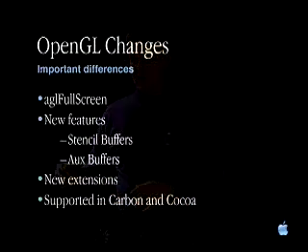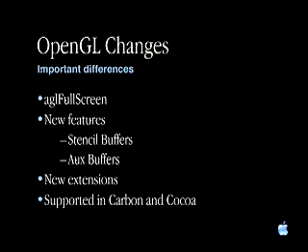Another thing to note is OpenGL is fully supported. You can call it from Carbon and Cocoa. From Carbon, you can use all the AGL APIs. From Cocoa, there's actually some very good classes for NSOpenGL. There's NSOpenGLView, which makes it very easy to bring an OpenGL view into your window and get all the information set up for OpenGL and then start making OpenGL calls.